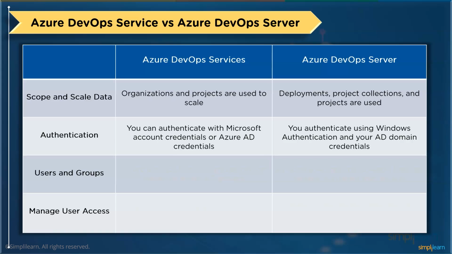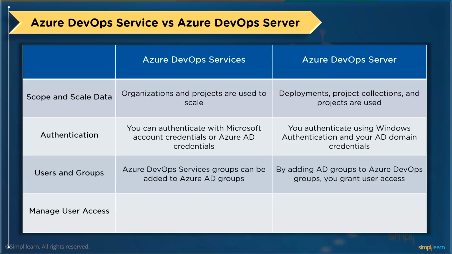But you connect to an intranet server using Azure DevOps Server. Windows authentication and your Active Directory domain credentials are used to log in. So this method is completely open and you will never be asked to sign in. Next we have users and groups. You may use a similar technique to grant access to groups of users in Azure DevOps Services.